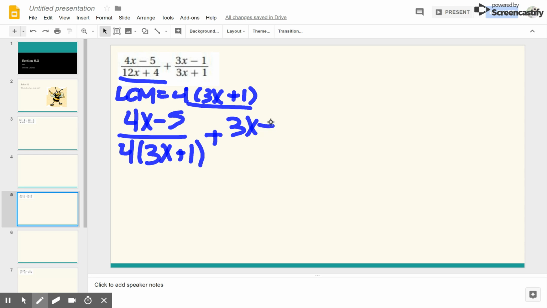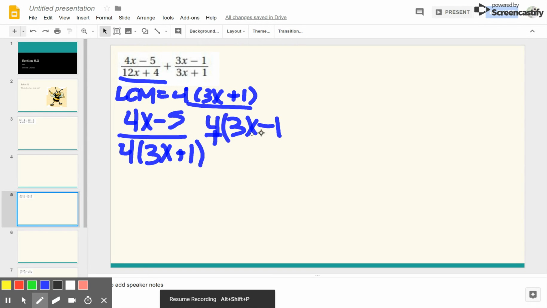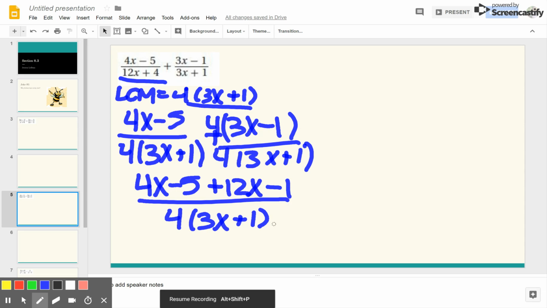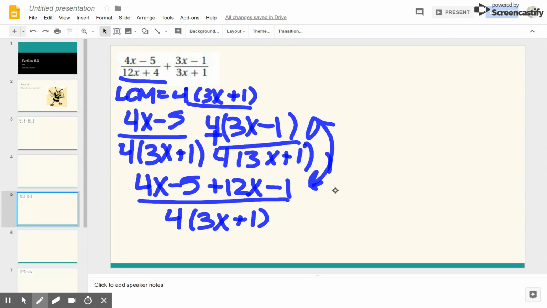But on the right side, we have to multiply it by 4. So we get that. And soon after, we can simplify everything from up here to equal that. And we can still simplify it more. So we get 16x minus 9. Remember, the denominator stays the same.